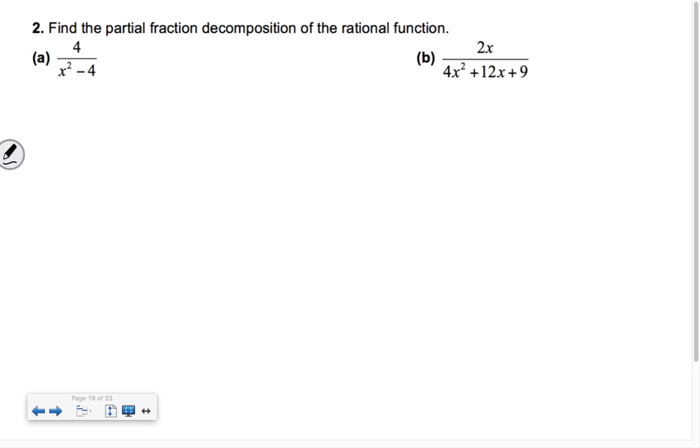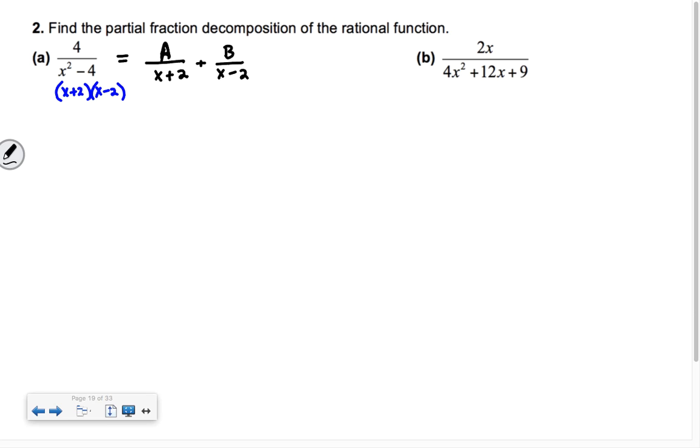All right, so here we go. It is by this method, yes. So I factor that. And then I write it with my x plus 2 on the bottom, guys, and my x minus 2 on the bottom. It doesn't matter which order you put them in, but we're going to have an a on top of one and a b on top of the other.